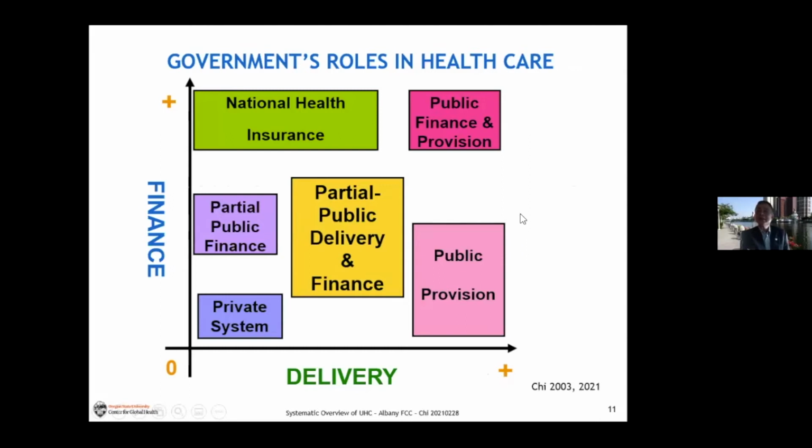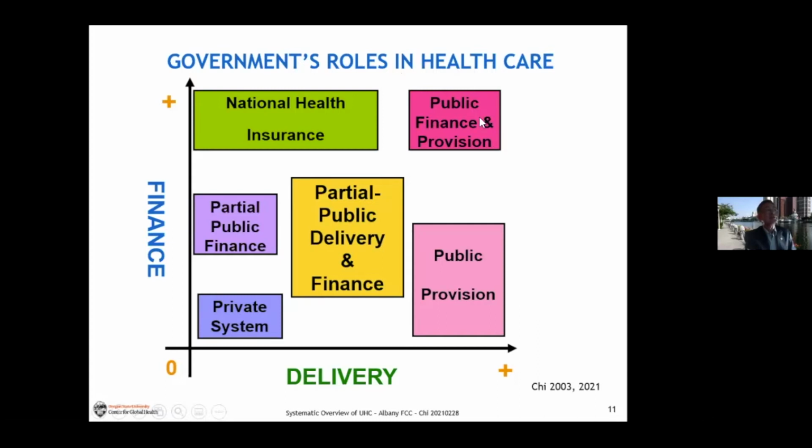So using the previous classification, this is the reality. I mentioned the public-private. So the positive side is the strength of public involvement in delivery and finance, and the zero means the private system. So you have two extreme corners. On the upper right, you have a complete public finance and provision. On the lower left corner, you have a complete private system.